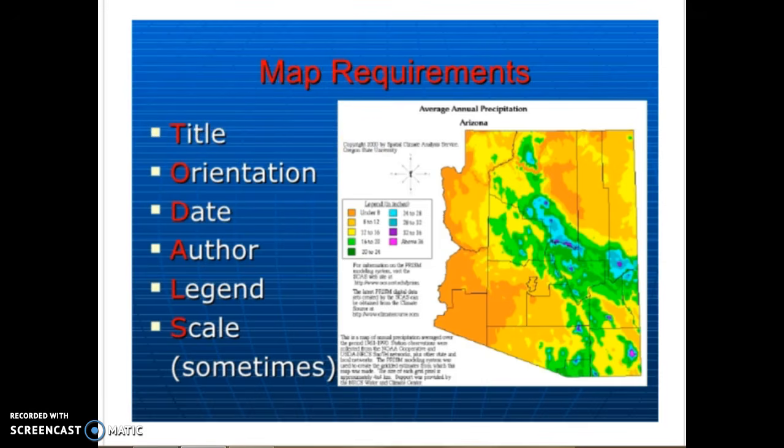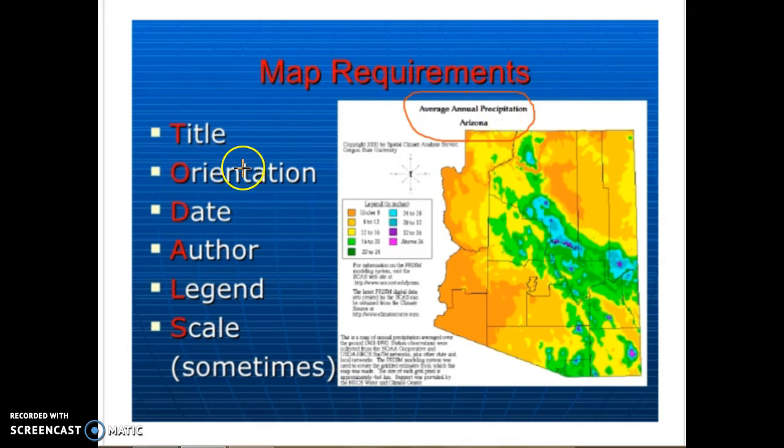T stands for title. For the title, you will generally always find them at the top of a map right here. And you'll notice that titles tend to tell us a couple of things. They tend to tell us where, and then they tend to tell us what. So here we know that where is Arizona, and the what is that this map shows us the average annual precipitation.